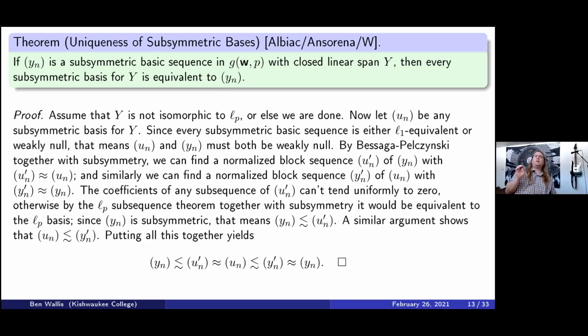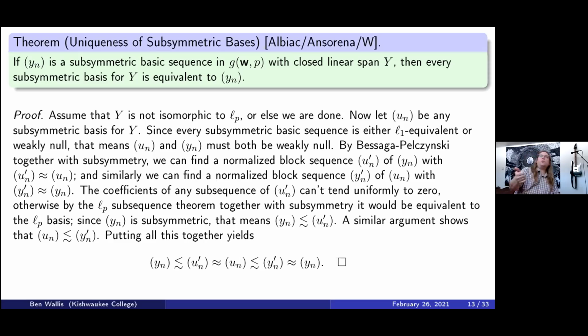It's not just that the Garling sequence space itself has a unique subsymmetric basis. It's that any subspace with a subsymmetric basis, that subsymmetric basis is unique. So in other words, every subspace with a subsymmetric basis has a unique one. So how do you prove that? Well, you take such a subspace. Take Y, which is a subspace with a subsymmetric basis. Now, if it's isomorphic to LP, we're done. So let's assume that it's not.